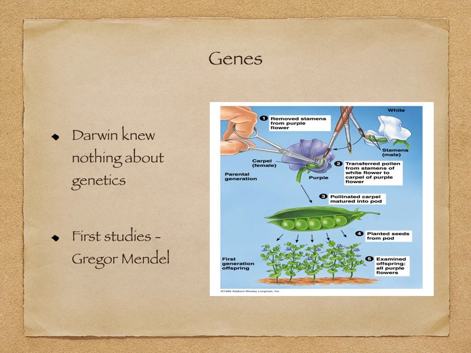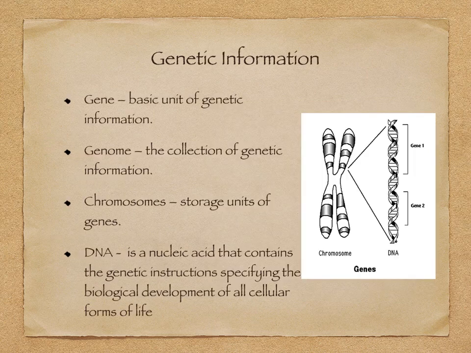Remember that Darwin knew nothing about genetics. This was before the idea of genetics was born from Gregor Mendel. And Gregor Mendel was a monk who worked with pea plants, and he transferred pollen from some plants to others. For example, he took pollen from a purple plant and put it onto a white plant. And what he found was even mixing purple and white, you would end up with all purple offspring. So he began the modern study of genetics, and he defined some of the terms like gene, which is a basic unit of genetic information.